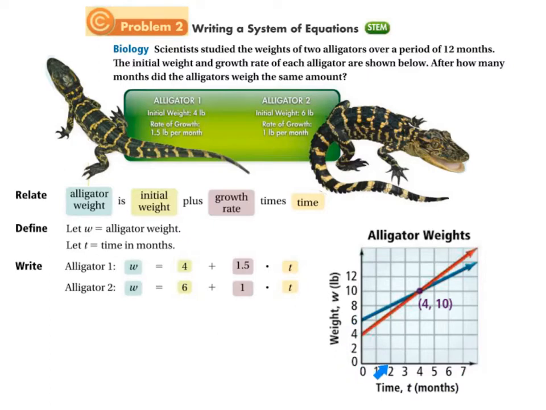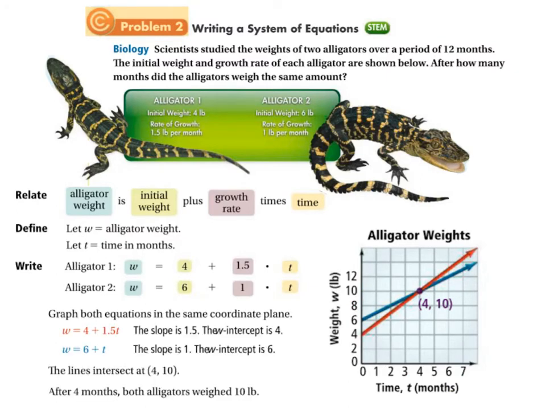And what you see then is at 4 months, they both weigh 10 pounds. That's where they cross and have equal weight. So graph both equations on the same coordinate plane. The intersection is (4, 10). Notice that the x-coordinate is 4, meaning time in months. So after 4 months, and the y-coordinate is their weight in pounds. After 4 months, both alligators weighed 10 pounds.